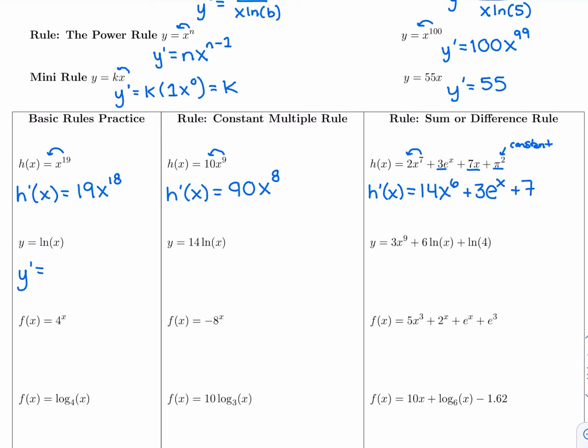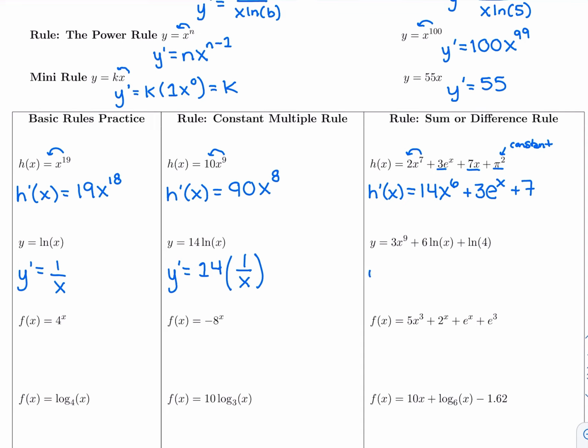So the derivative of the natural log of x is always 1 over x. If we have a constant multiple, all we do is keep the constant multiple and take derivatives as usual. So above, we kept the 10, we brought down the 9, and that's how we got 90x to the 8th. But for ln of x, you don't bring down a power. The derivative of the natural log of x is 1 over x. So 14 times 1 over x.